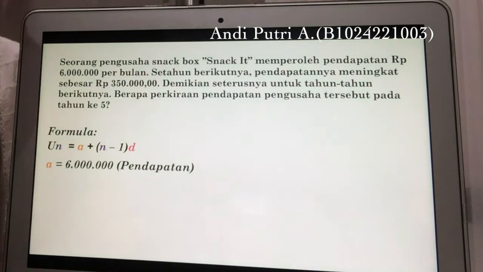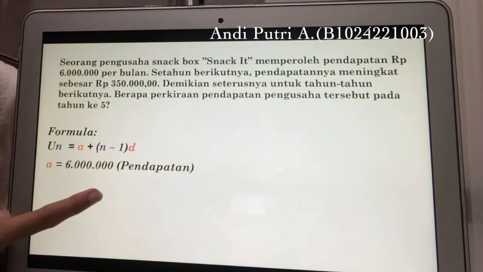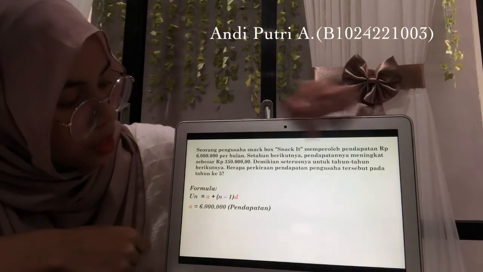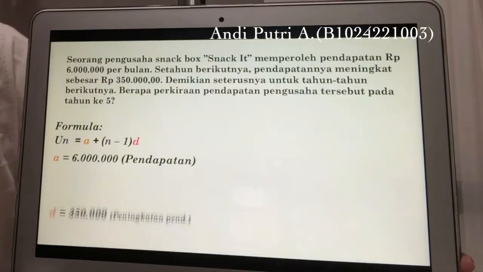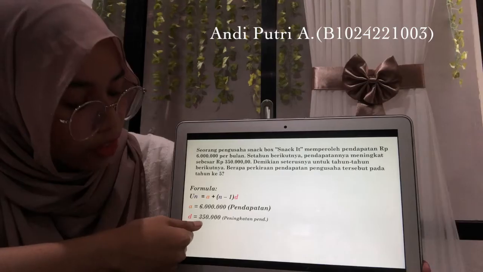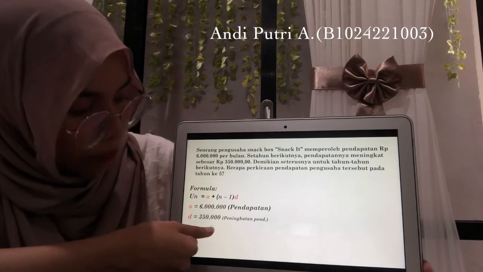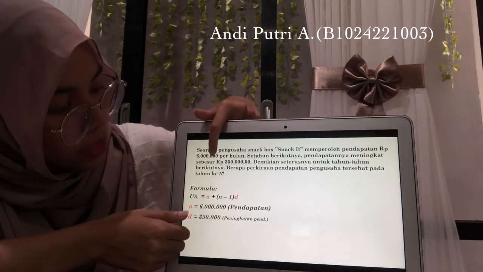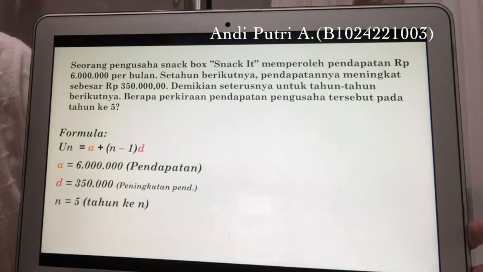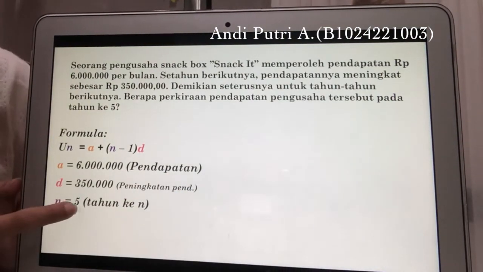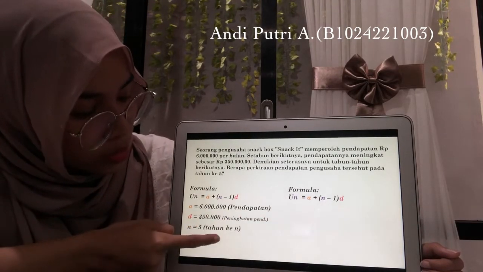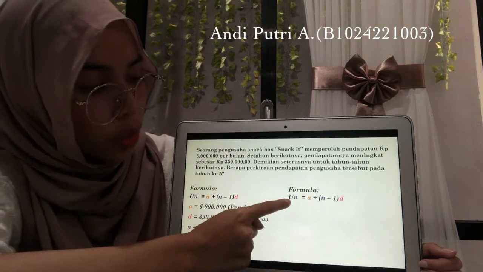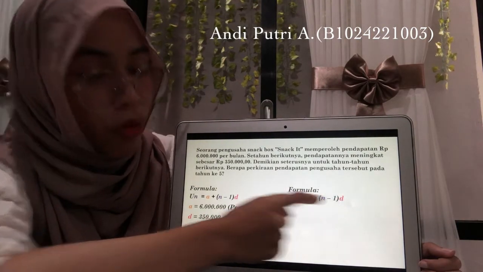So, okay. The a here is 6 million rupiah, or the pendapatan. Pendapatan, 6 million rupiah per month. And then the d, which is the difference, is 350,000 rupiah, which is the pendapatan meningkat. And then the n here is 5. And now we can insert all the numbers into the formula.